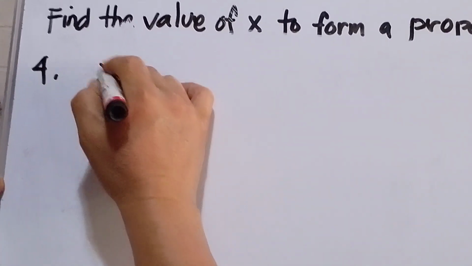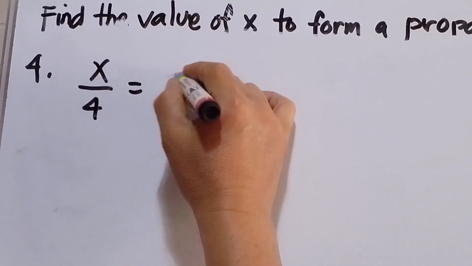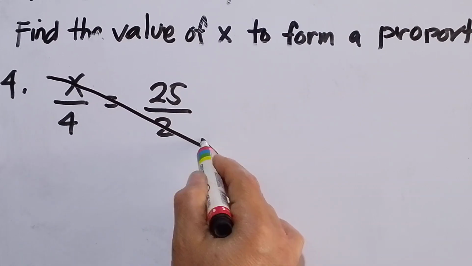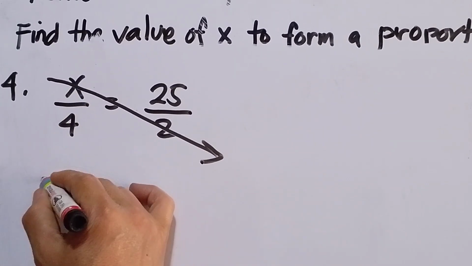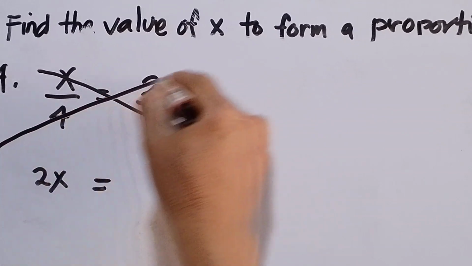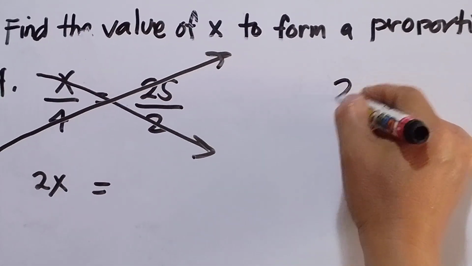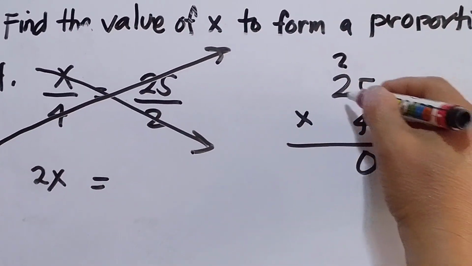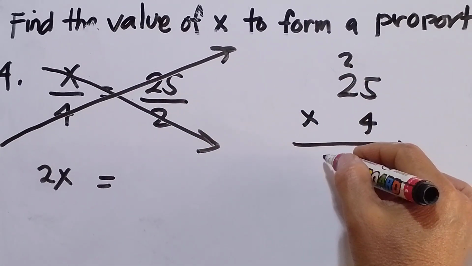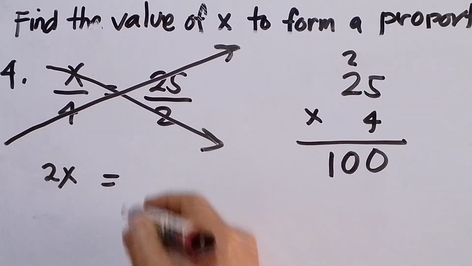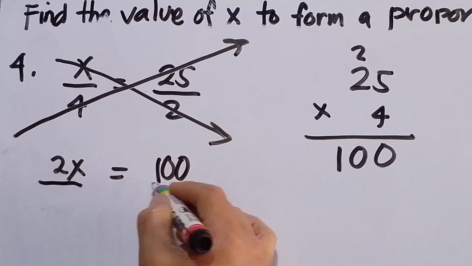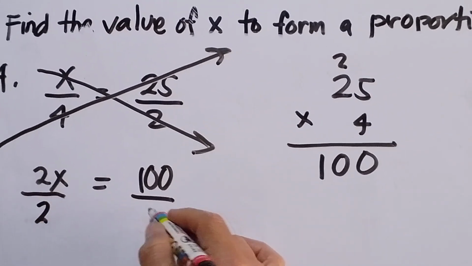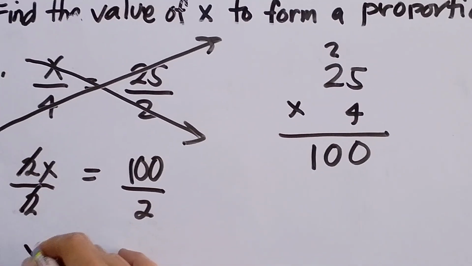Number 4 is x over 4 is equal to 25 over 2. Again, I need to cross multiply this one. X times 2 or 2 times x is 2x is equal to, cross multiply again, 4 times 25. What is 25 times 4? 5 times 4 is 20, carry 2. 2 times 4 is 8, plus 2, that is 10, or 100. This will be 100. Then I need to divide by the numerical coefficient of x, which is 2, both sides. Cross out 2. Then I have x.